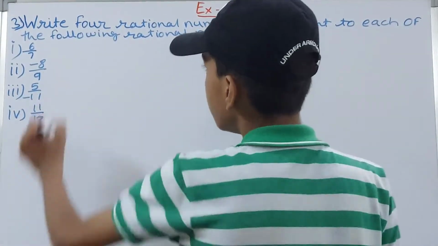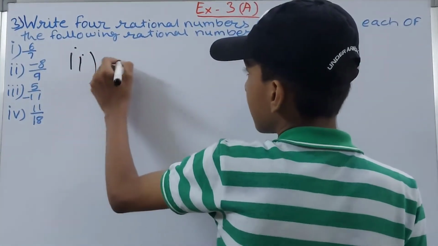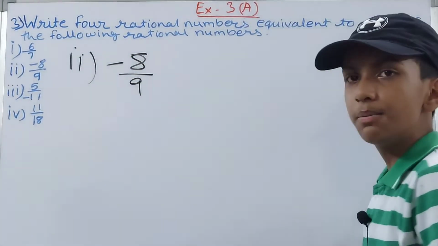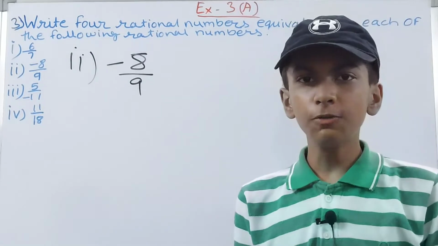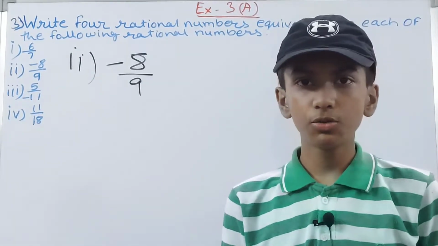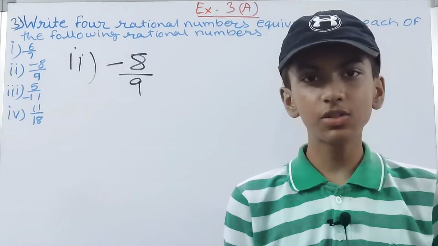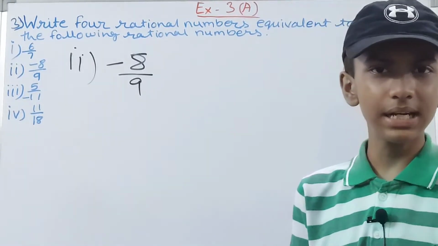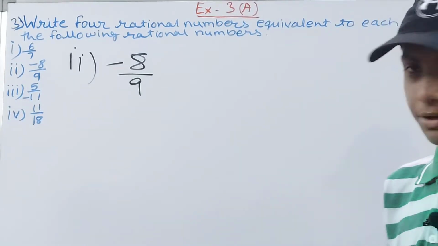Next one we have minus 8 upon 9. Again, same thing, we will multiply it by 2, 3, 4, 5. You can choose any other number if you want to. You can choose 7, 8, 9, 10, 12. It's totally up to you. I am going to use the starting ones only so that it is a bit easy to multiply.